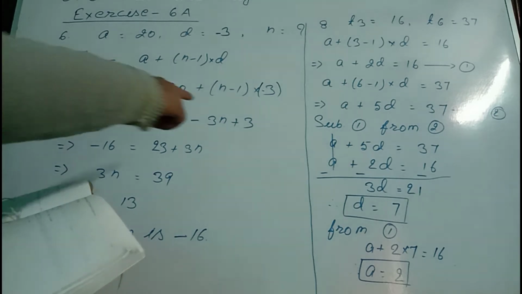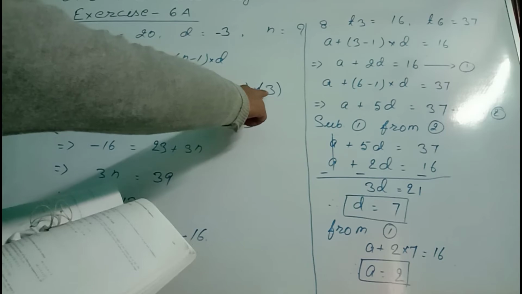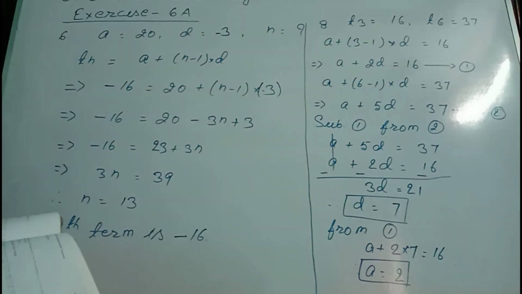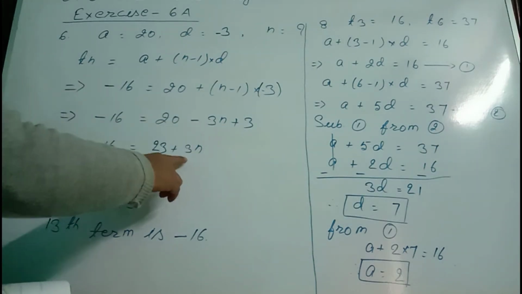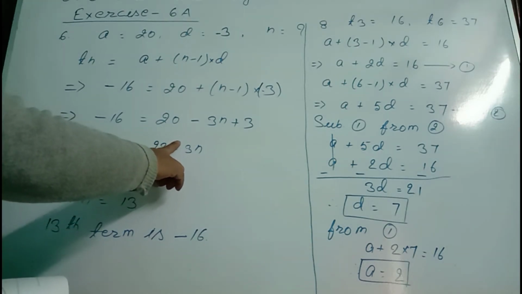In the second step, plus minus minus 3n, plus minus minus minus plus 3. So this equation became now minus 16 plus 23 minus 3n. Yes, here will be minus 3n.